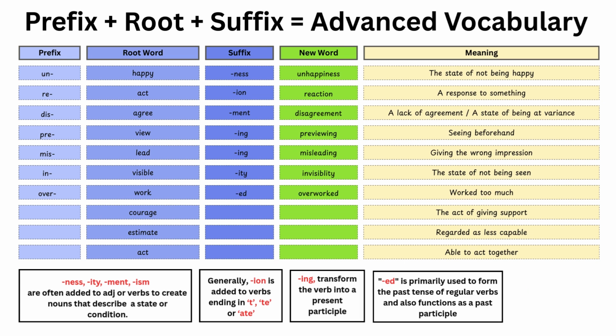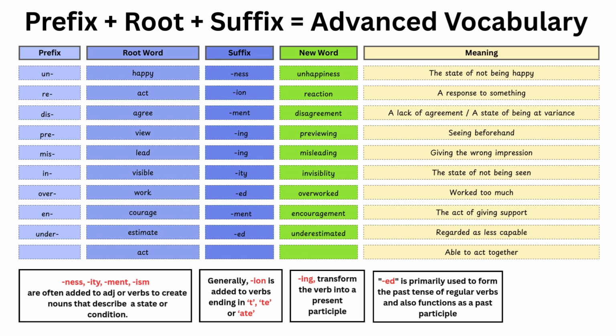The act of giving support, and the root word is courage. To encourage someone is to give support. The act of giving support would have the suffix ment, encouragement. Regarded as less capable with the root word estimate. To underestimate is regarding as less capable. So the suffix would be ed, as the meaning is regarded as less capable, so underestimated.